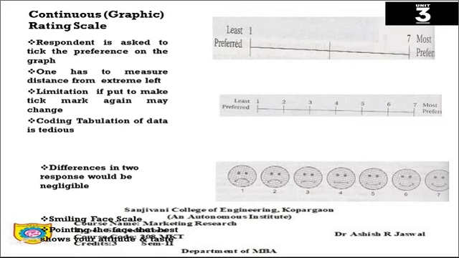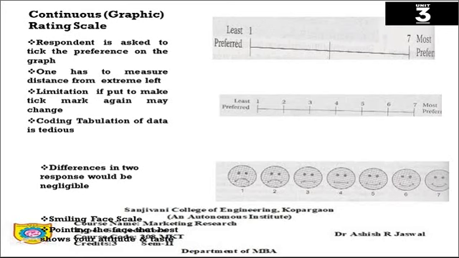Limitation: if you ask somebody to give the first tick mark and then ask them to give the response again, you will see there could be a variation. That is the problem in the case of graphic rating scales. More precisely, one more basic problem is that coding and tabulation of data becomes very tedious. You may have different responses coming up in different ways, and then coding and its tabulation would be different.